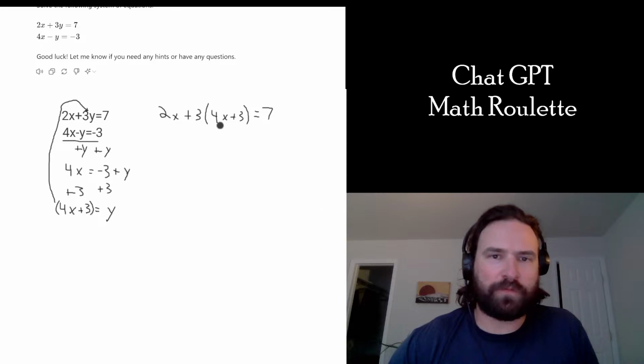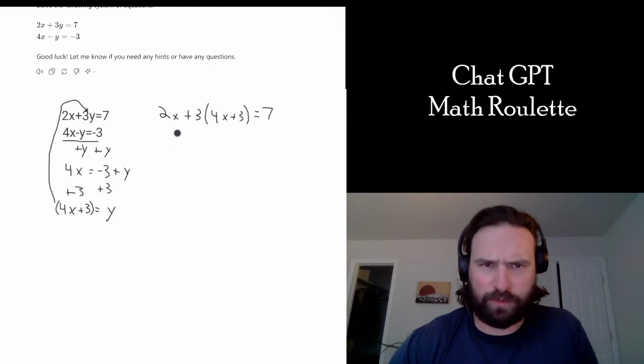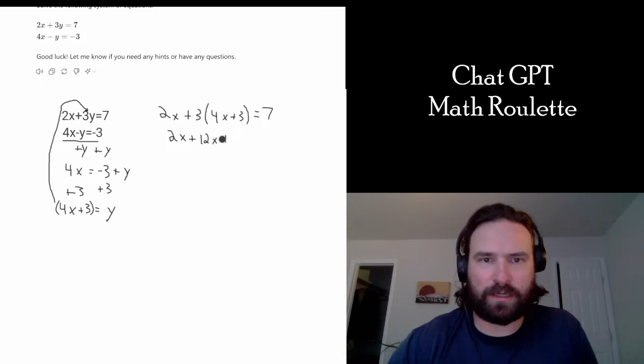Alright, in order to solve this equation, we have to first distribute the 3 into the parentheses. We want to get rid of the parentheses first so that we can deal with everything else. So we're going to have 2x plus 3 times 4 is 12x plus 3 times 3 is 9. And that's going to equal 7.